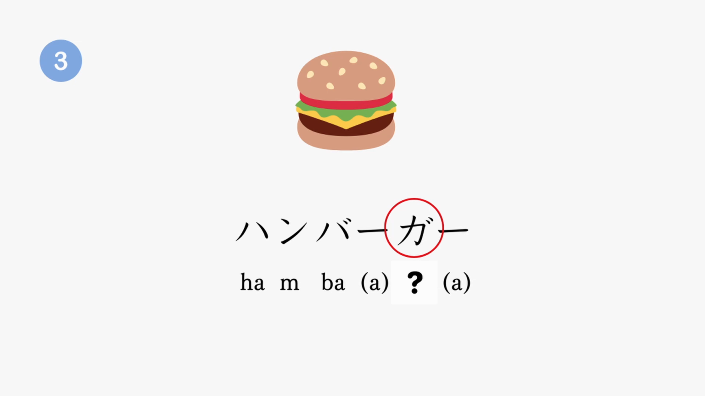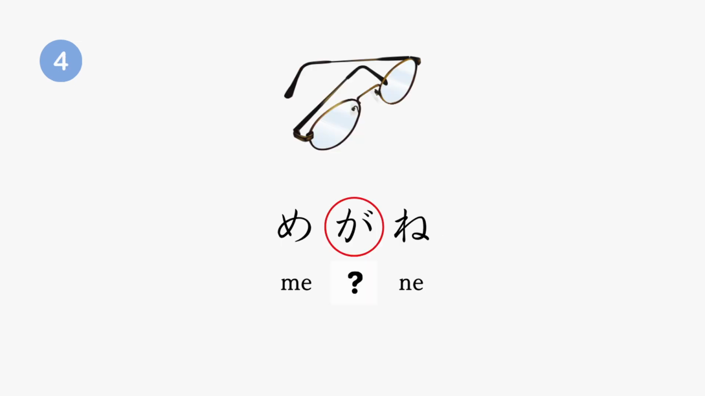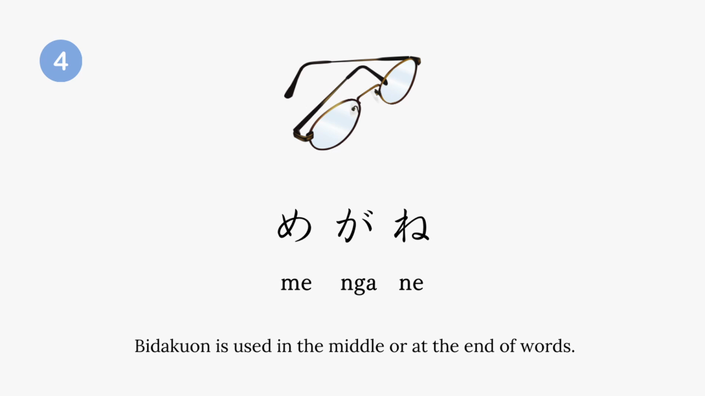Next, even though this sound isn't the first in the word, it is a borrowed word into Japanese from English, so we do not want to use the Bidakuon sound. This word should be pronounced as hamburger. Fourth word. This might be one of the words I hear most frequently pronounced both as megane and meNgane. However, since the sound is not the first in the word, it should be meNgane.